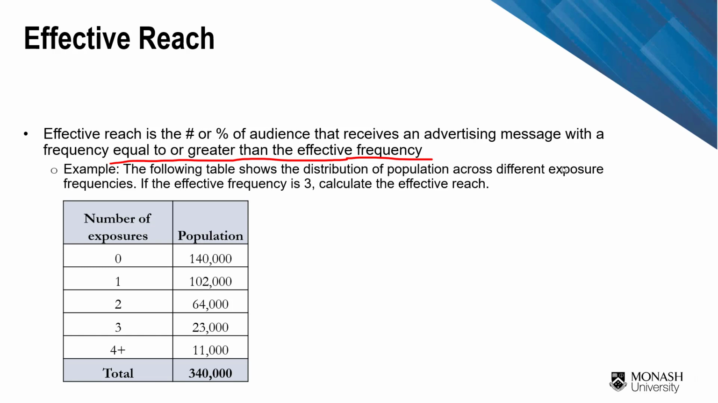So what do I mean by that? Let me show you an example. The following table shows the distribution of the population across different exposure frequencies. Now, if the effective frequency is 3, remember effective frequency is the minimum number of exposures needed. So calculate the effective reach.